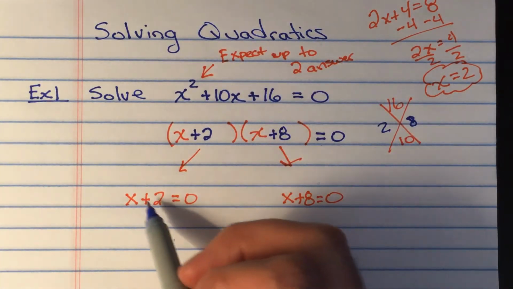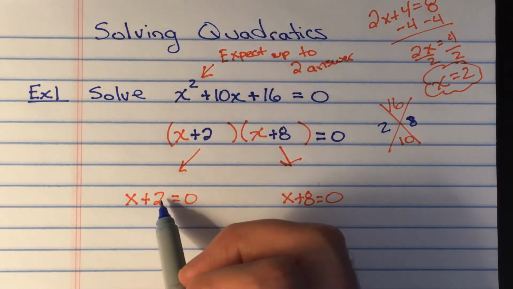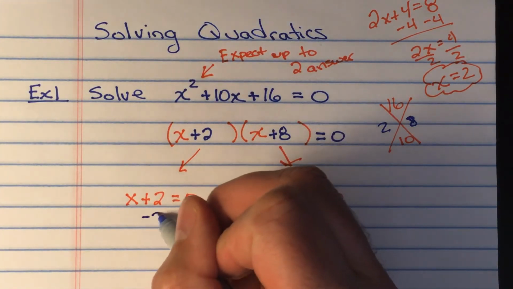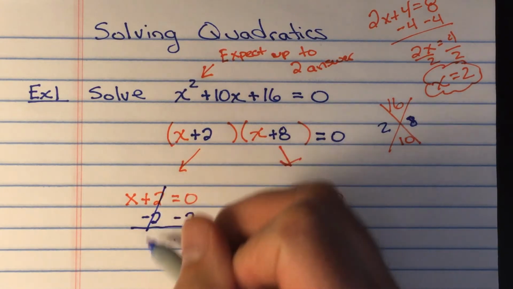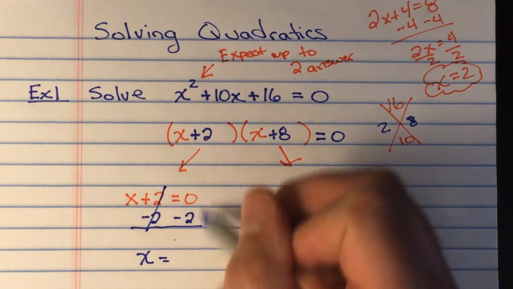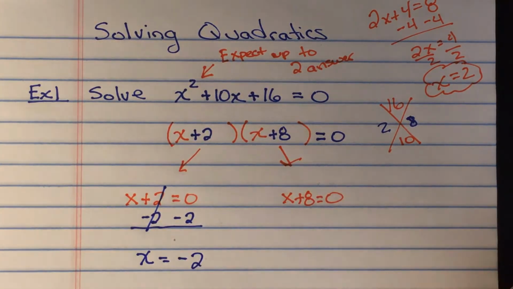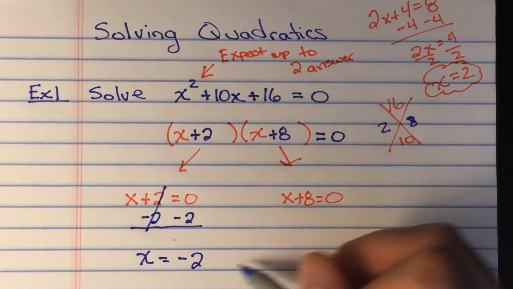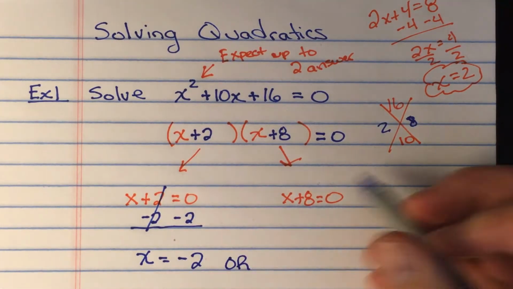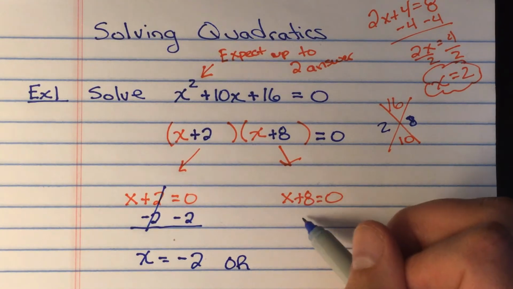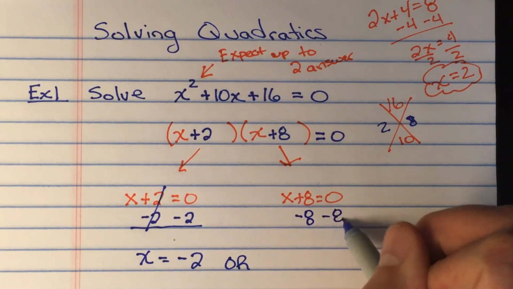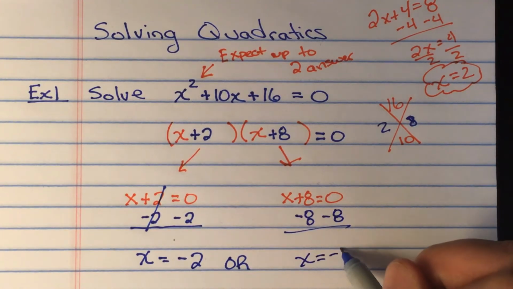So if I solve this one, if I want to get x by itself, how do we get rid of a plus 2? We just undo it with the opposite or inverse operation, subtract. So those cancel out. We're left with an x, and 0 minus 2 is negative 2. And the other possible answer is if I try to get this by itself, x plus 8 equals 0. To get x by itself, I'll subtract 8. And I get x is equal to negative 8.